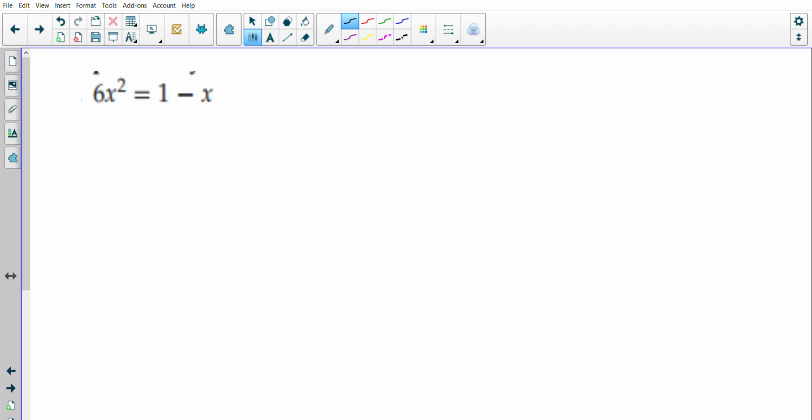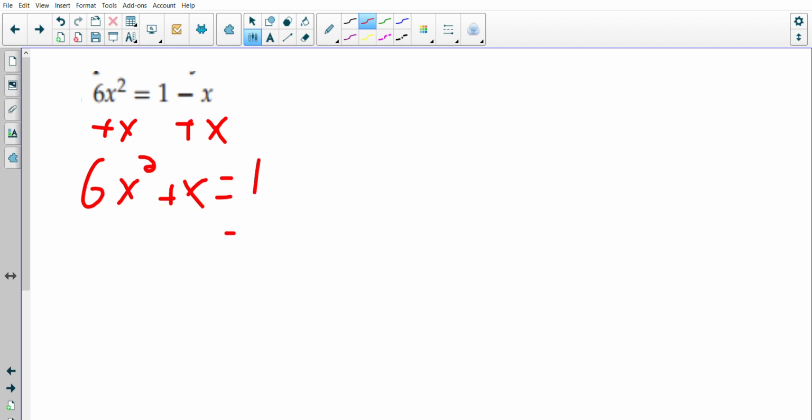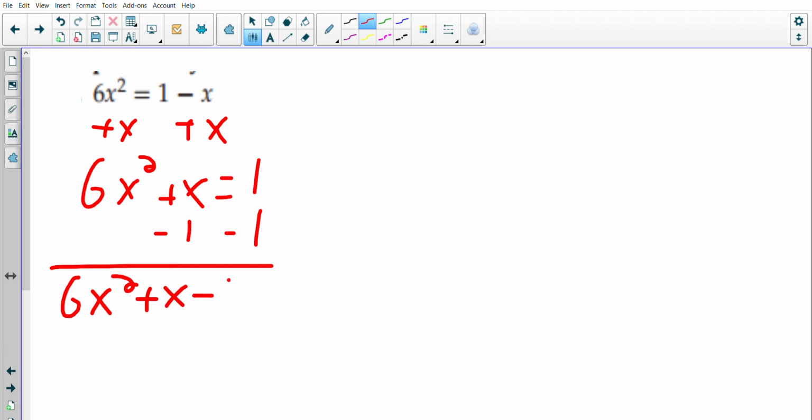Okay, here we go. Let's continue. 6x squared equals 1 minus x. Once again, it's a quadratic, and to solve any quadratic, it must be set equal to 0. So I'm going to add x to both sides. I get 6x squared plus x is equal to 1. And then I'm going to subtract 1 from both sides. So I get 6x squared plus x minus 1 is equal to 0. Now I need to factor this.